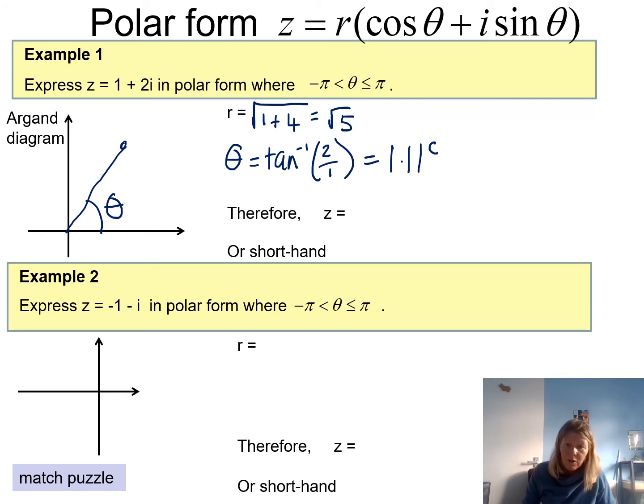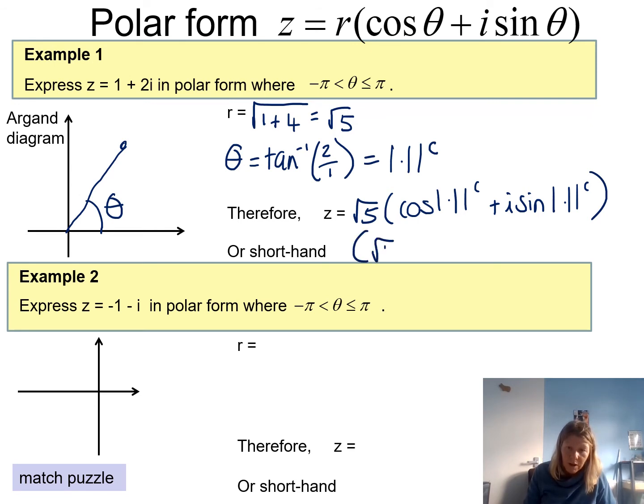And so our answer for z is root 5 bracket cos 1.11 radians plus i sine 1.11 radians. Or shorthand, if we couldn't be bothered writing all that, it's just root 5 comma 1.11 radians.